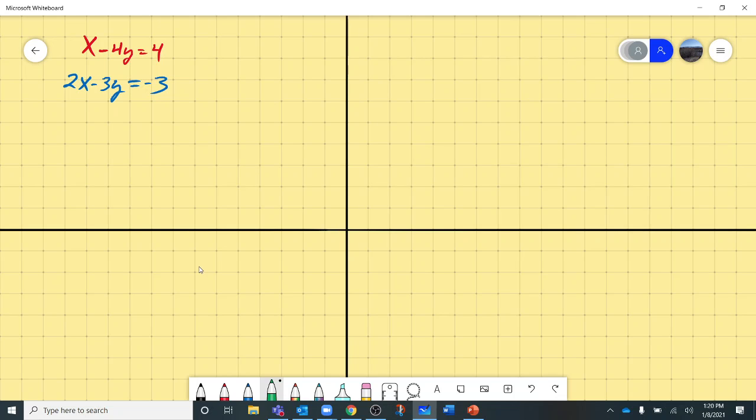Okay, I'm going to do this video in two parts because otherwise it becomes a very, very long video. The first part, we want to estimate what this would be if we graphed it, or what the answer is by graphing. We're still trying to find the solution to the system of equations. So I'm going to start with this x minus 4y equals 4.